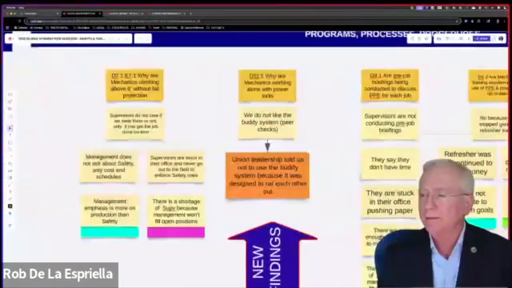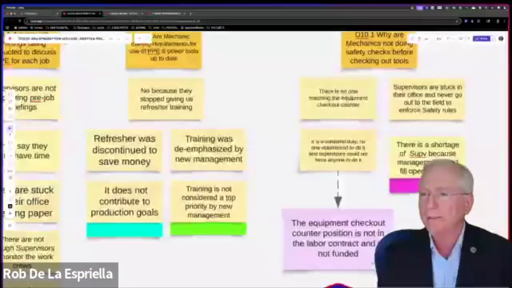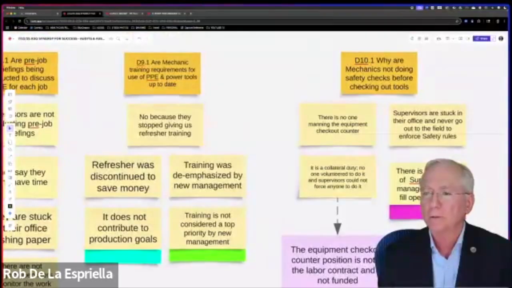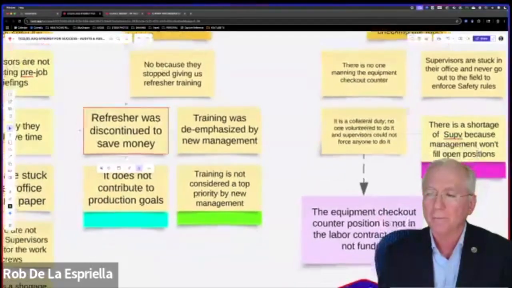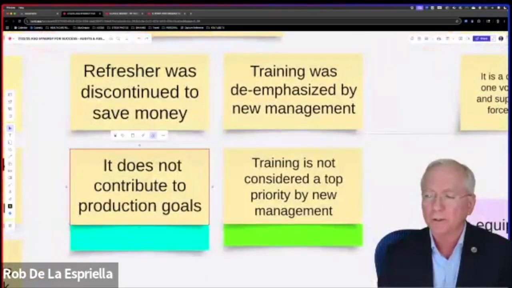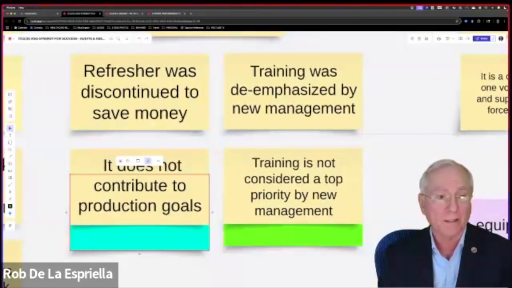And if that happens again, and we see it over here, yes, it happened again when we talked about mechanic training, they stopped giving us refresher training. It was discontinued to save money, and it didn't contribute to production goals, which is that emphasis of production over safety. That's why it's tagged to that common cause.